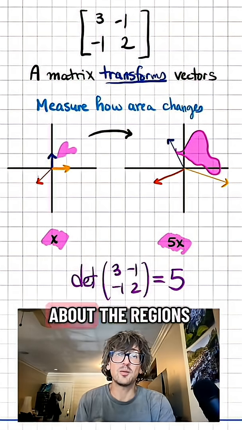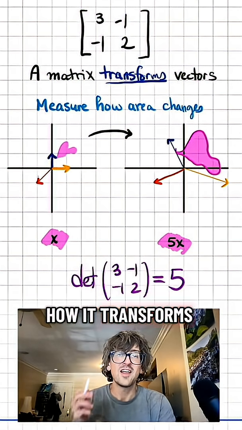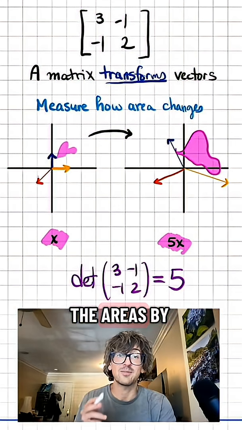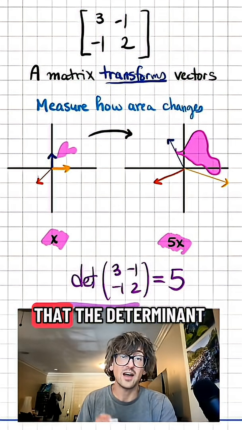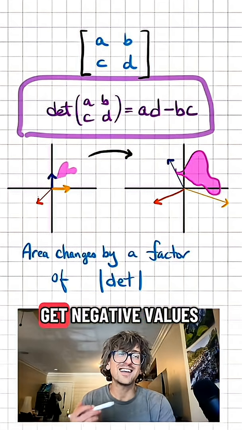There's nothing special about the regions I drew. This would work for any shape. If we study how it transforms, this matrix is going to multiply the areas by a factor of 5, and we call that the determinant. In general, we use this formula here, and it's possible that we could get negative values.